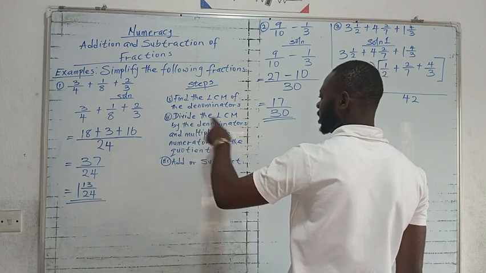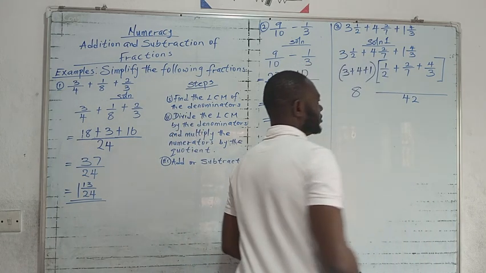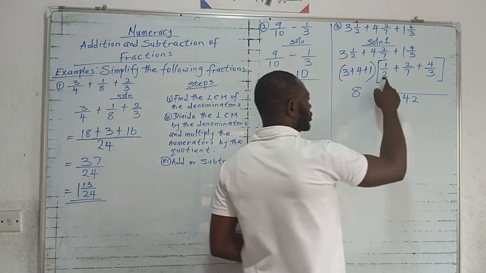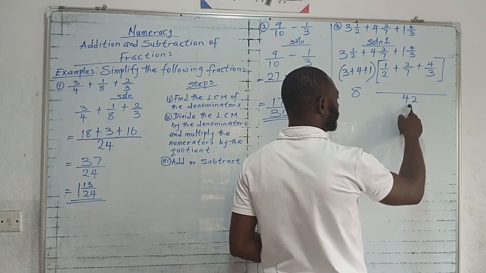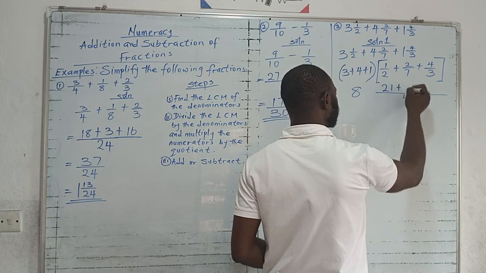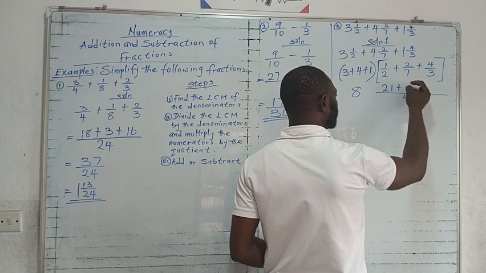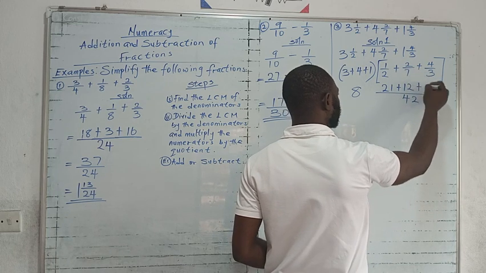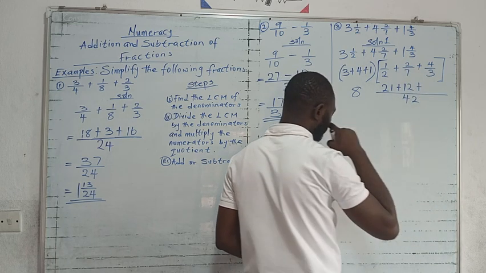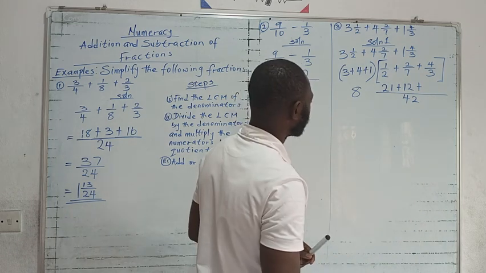The second step: divide the LCM by the denominators and multiply the numerators by their quotient. So let's go. 42 divided by 2 is 21. 21 times 1 is 21, plus. 42 divided by 7 is 6. 6 times 2 is 12, plus. 42 divided by 3 is 14.